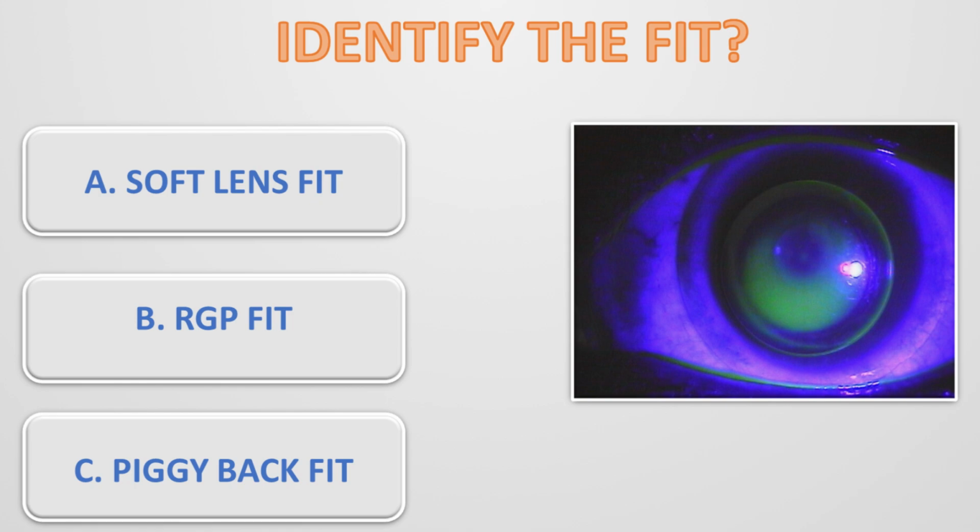Identify the fit given. Options are: A, soft lens fit. B, RGP fit. C, piggyback fit. The correct answer is option C, piggyback fit. You can observe both soft lens and RGP lens fitted on the eye which is called piggyback fit.